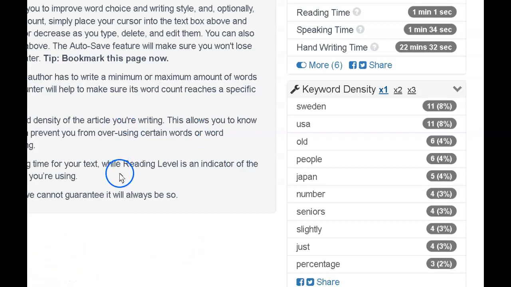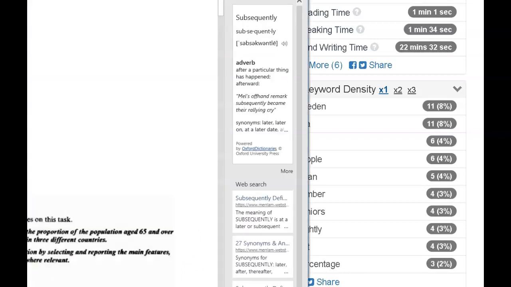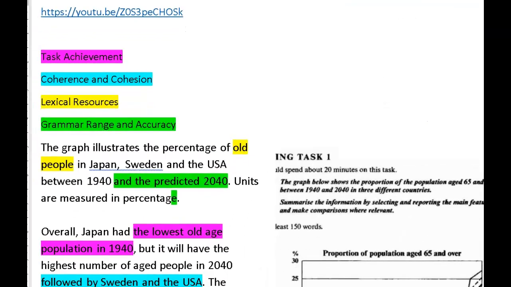Let's see what I noticed. That's the color coding. I'm going old school here with the white background and the highlighter. Okay, the graph. What graph? Oh, this one. The percentage of old people. Old people? No, it's a specific age group. 65 and older. Not just old people. I'm an old person. I'm only 52. In Japan, an extra space where it doesn't need to be, and the USA, between 1940 and the predicted 2040.